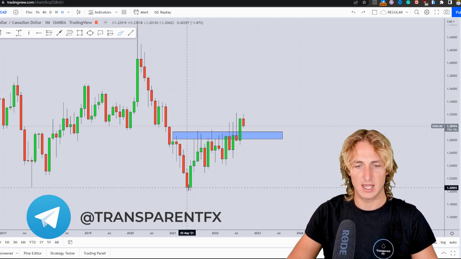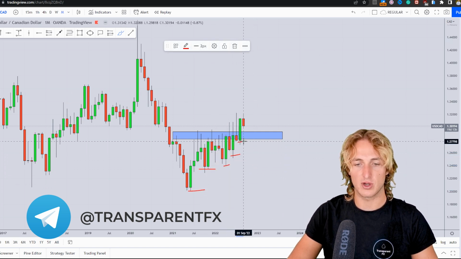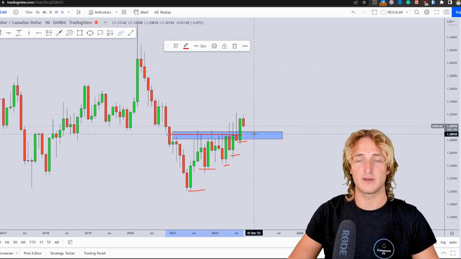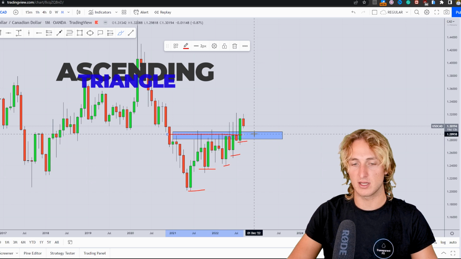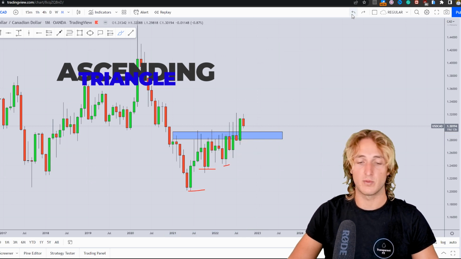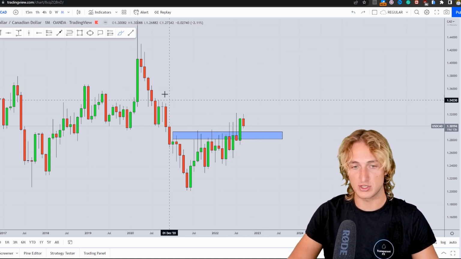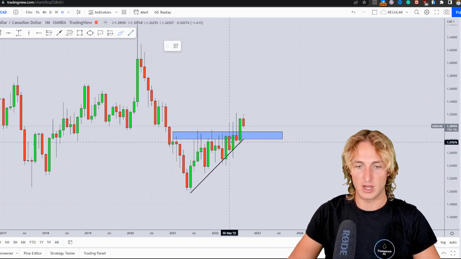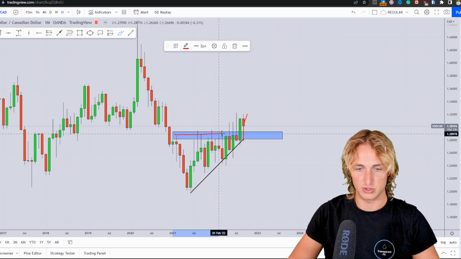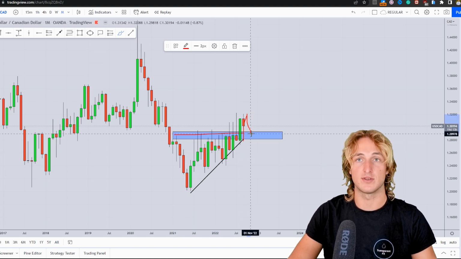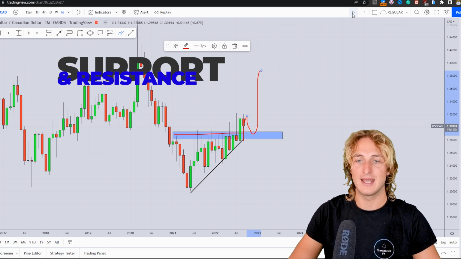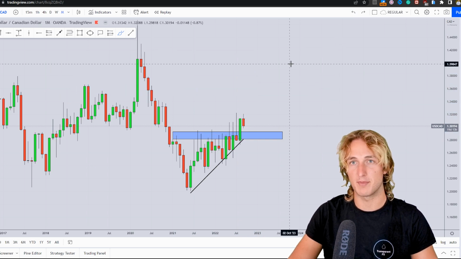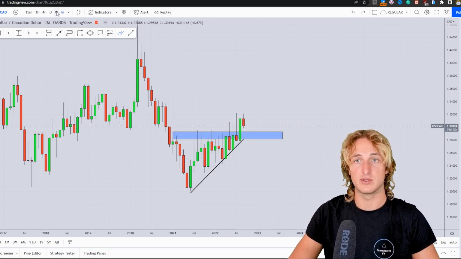We can also notice how we have been creating a series of higher lows and at the same time we had equal highs, which classifies as an ascending trend line, an ascending triangle. And when you have an ascending triangle formation, which is something like this, what you expect is a break above the neckline, which is this one here, and then a retest of that previous resistance turned support, and then a rejection higher. So also from a pattern perspective, everything seems very bullish.